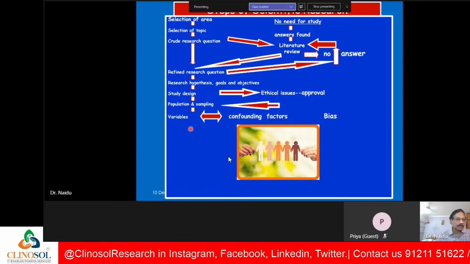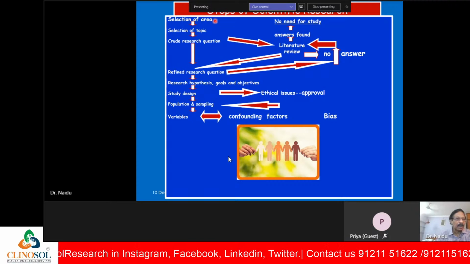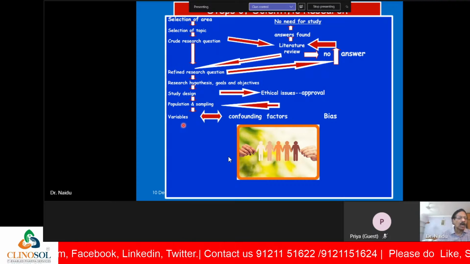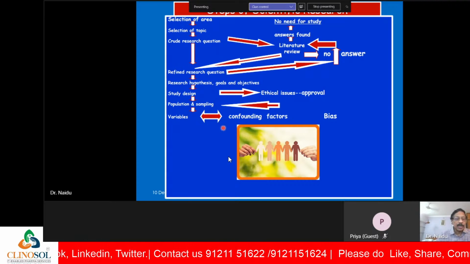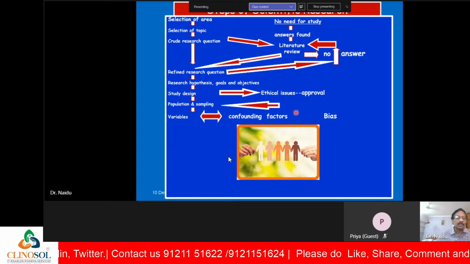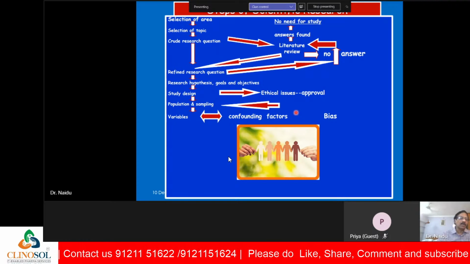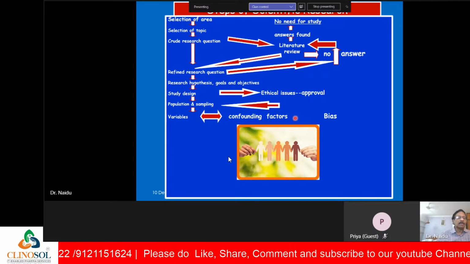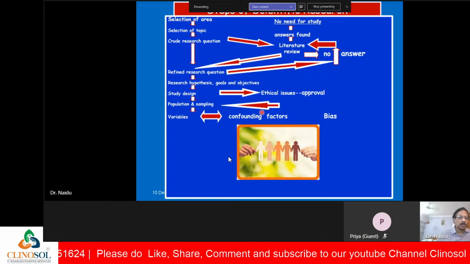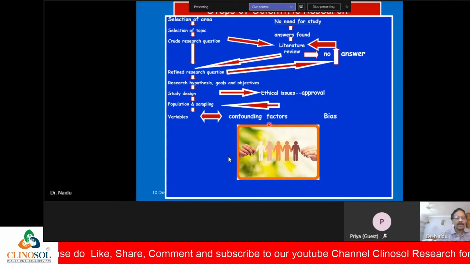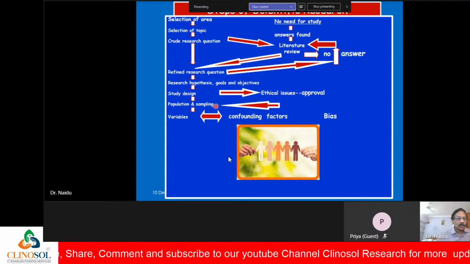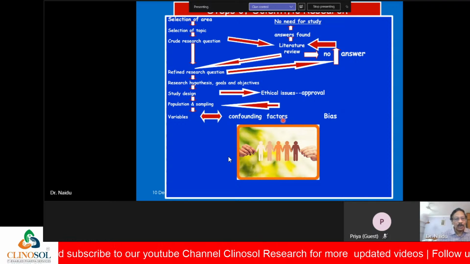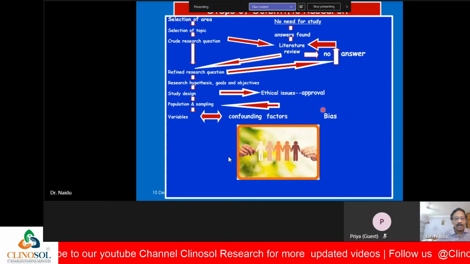There are so many variables depending on what your area is and what topic it is. Many variables will come, blood pressure, heart rate, or some investigation you want to do. There may be many confounding factors. A very easy example: I want to work on hypertension. In hypertension, my confounding factor is that somebody is very obese, somebody is a smoker. So these will be the confounding factors and many biases will come. So once you have the variables, check what confounding factors will play a role and what possible biases will come.